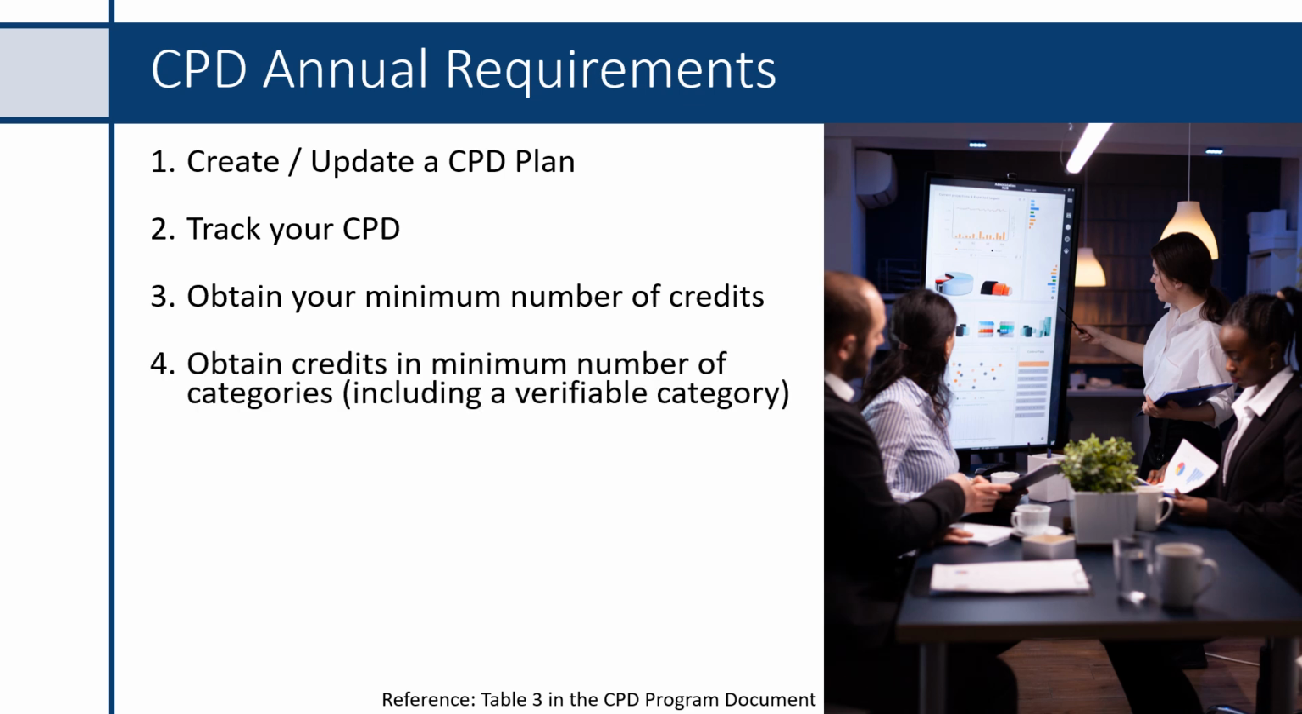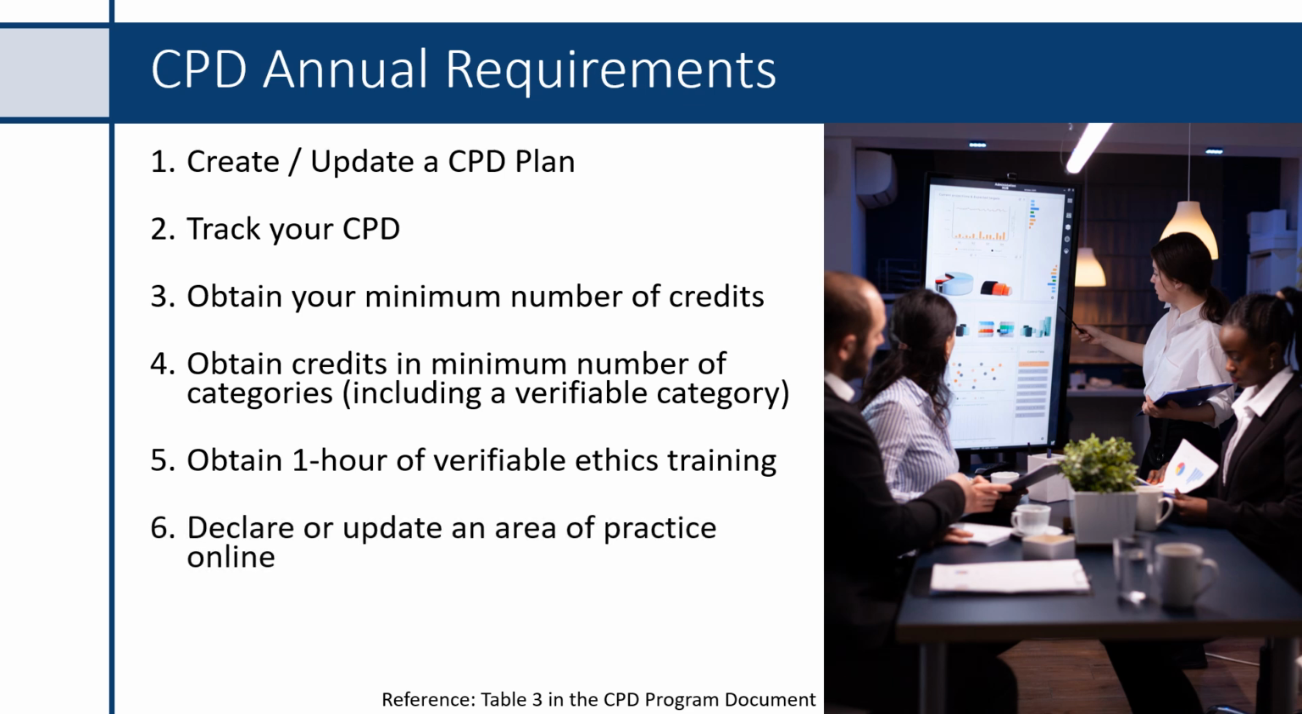Ensure they have obtained the minimum number of credits. Ensure those credits have been earned in a minimum of 2 of the 5 activity categories, with at least one of those categories being a verifiable category. Obtain at least 1 hour of verifiable ethics training. Declare or update their area of practice online, and report their CPD information online to APEGS each year using the APEGS member portal. For more information on how to track your professional development activities or what activities are eligible for this program, please refer to our other online tutorials or the CPD program document, which can be downloaded from the APEGS website.